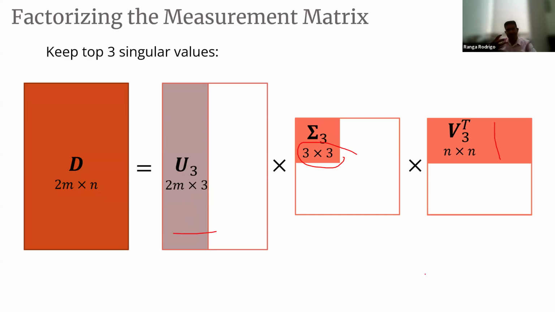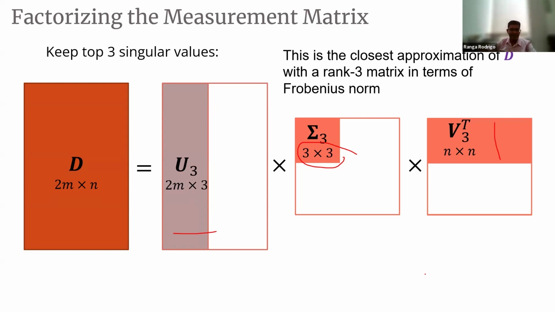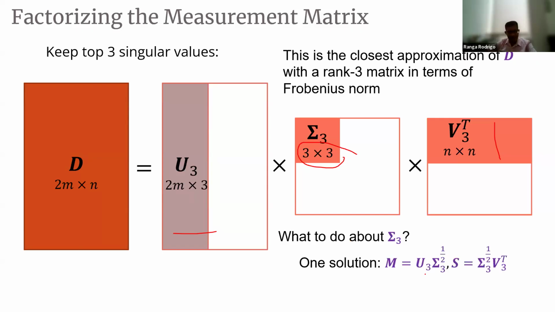So now you can see, up to some ambiguity, the camera matrices and the 3D coordinates are recoverable. This is the closest approximation of D with a rank 3 matrix in terms of the so-called Frobenius norm. What to do about sigma 3? One solution is you can take the square root of that, because these are just the diagonal elements, and combine to get M and S.